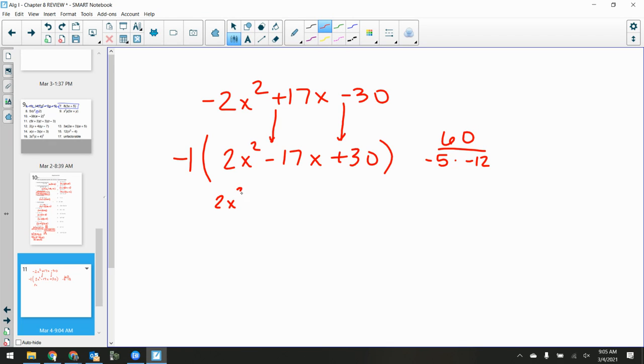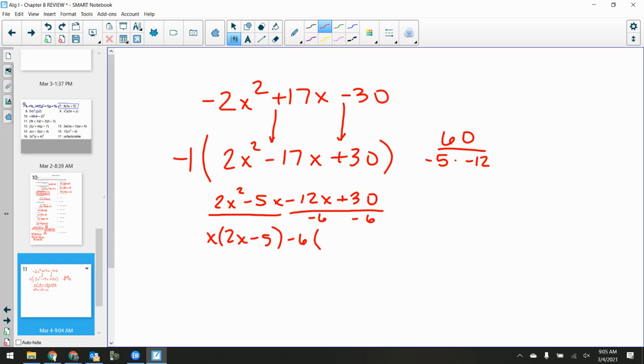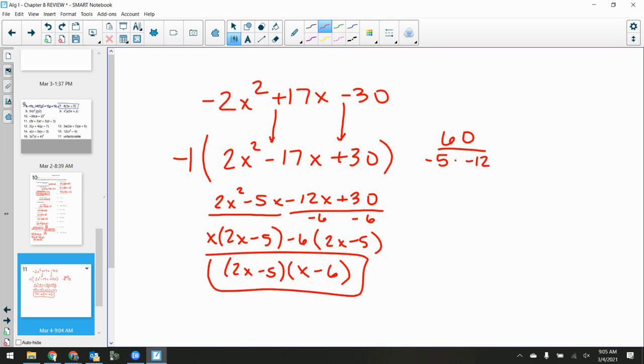So 2x squared minus 5x minus 12x plus 30. Now we factor by grouping here. We pull out the x, leaving a 2x minus 5. We pull out a -6, leaving a 2x minus 5. So we get a 2x minus 5 and an x minus 6. That should be problem 15.